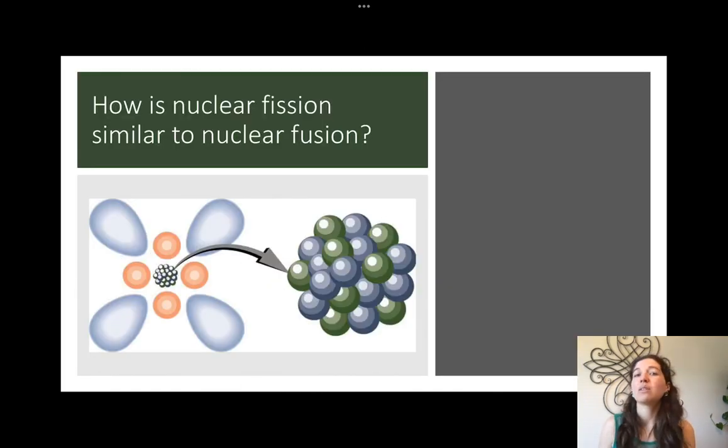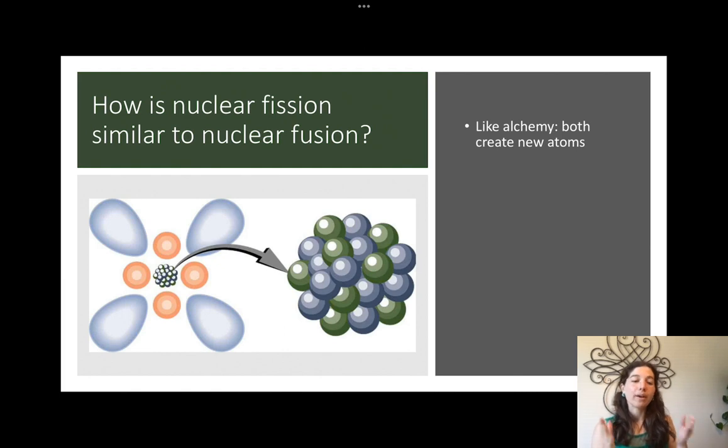So now see if you can list the similarities between nuclear fission and nuclear fusion. How are these processes similar? See if you can list like 2 to 3 things. So chemically, we want to think about what's going on here. One of those things is that new atoms are being created in each sense. So we're going from one thing on the periodic table to another thing on the periodic table, which I equate to kind of like magic. It's kind of like alchemy, right?